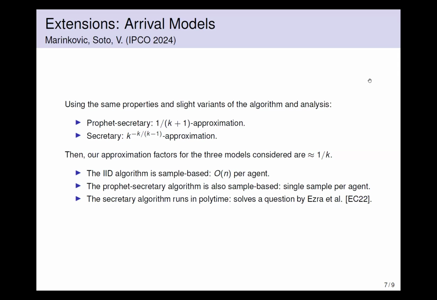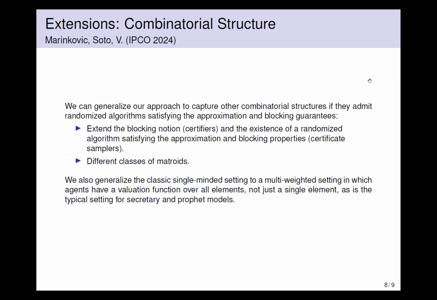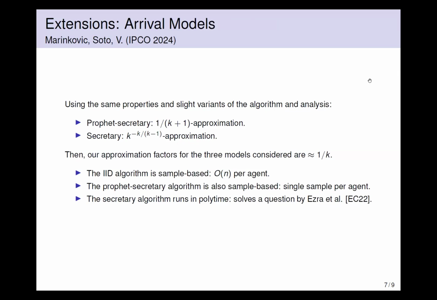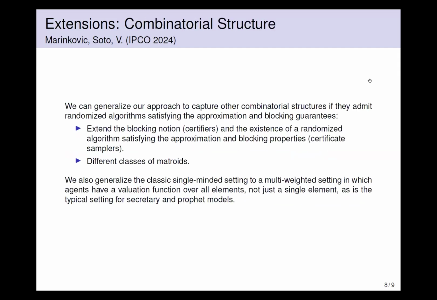Let me also mention a few things about extensions. So before I showed you essentially extensions looking at the arrival order. Now let me look at the combinatorial structure of the problem. So far, I showed you everything for k-matching, k-bounded set. But again, for everything to go through, even the sketch that I showed you, the only important thing essentially is the two properties that I showed you, approximation guarantee and the blocking property.